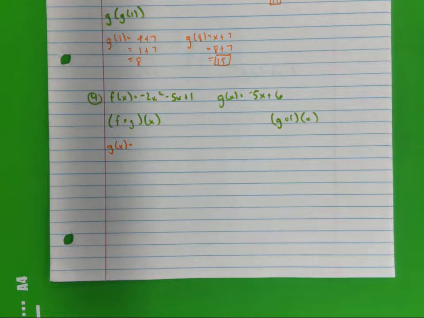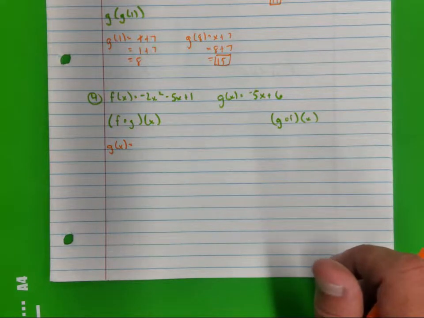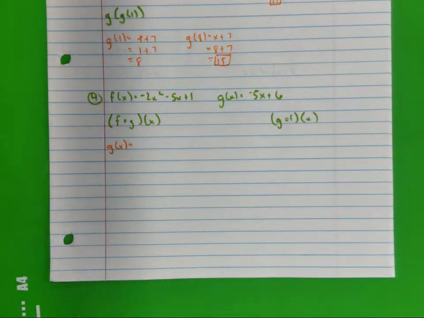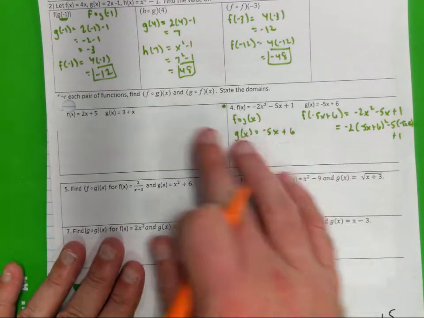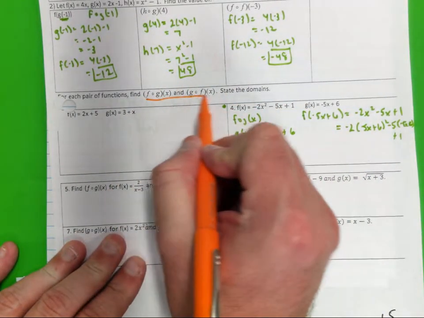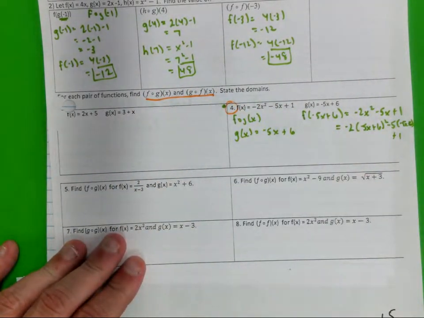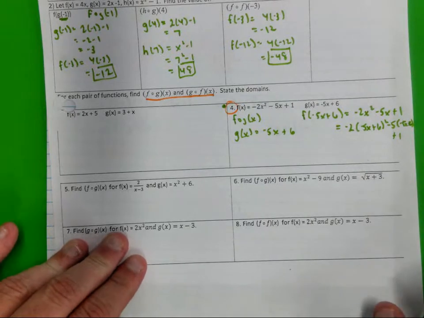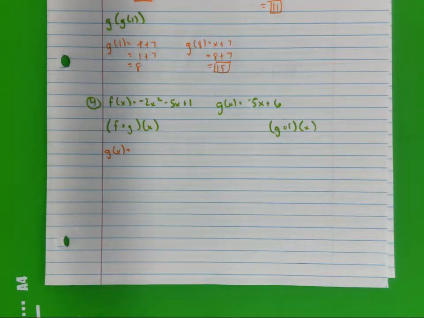Number 4, you're going to find f of g. The directions for 3 and 4 are right above that. It says find f of g and g of f. So we're doing f of g. I'm trying to find where that is. Right here. You see that? Alright.